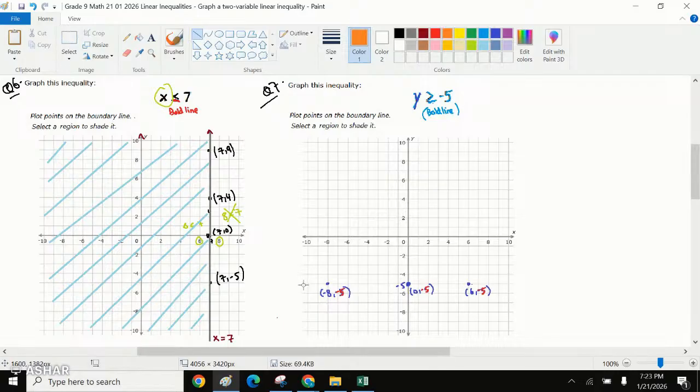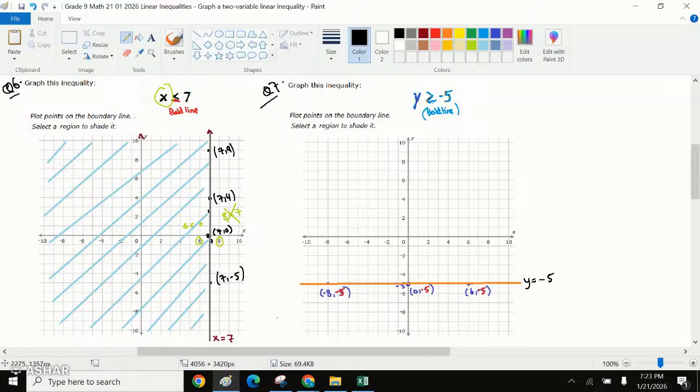Since it has an equal sign as well, the line will be a bold line. We can say the equation of this line is y equals to, sorry, negative 5. That would be a negative 5. Y equals to negative 5.